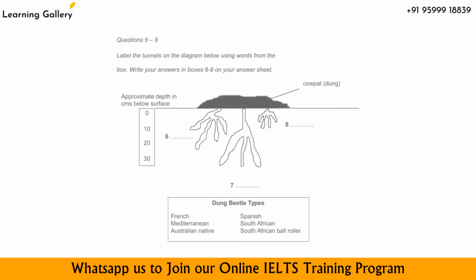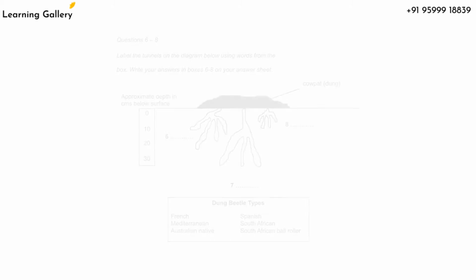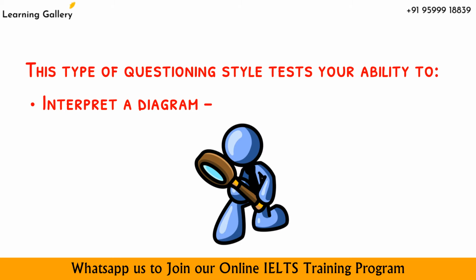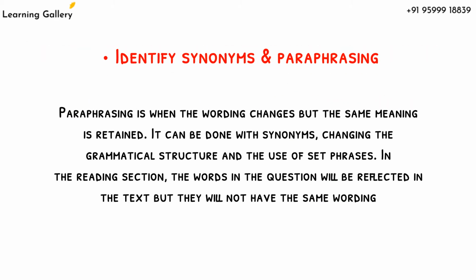Now here's an example question. This particular question includes a list of words with which you have to label the diagram. The information needed to label it correctly will be in the passage. However, remember, it may be concealed in synonyms and paraphrasing. So, this type of questioning style tests your ability to interpret a diagram. Take a minute or so to know what it is and what it is asking for. Skim and then scan for specific information. Identify synonyms and paraphrasing.